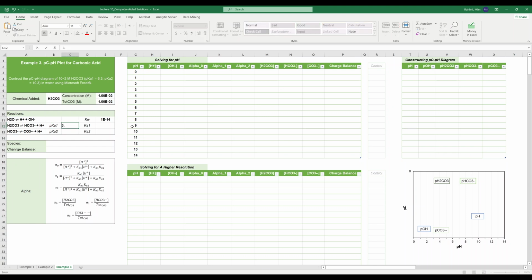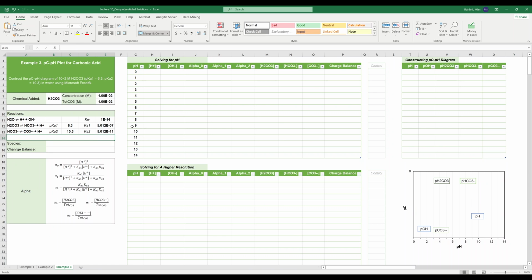The value is given as 6.3. So the Ka value would be equal to 10 to the minus the pKa value. And then pKa2 is given as 10.3. So this would be 10 to the minus the pKa2 value.